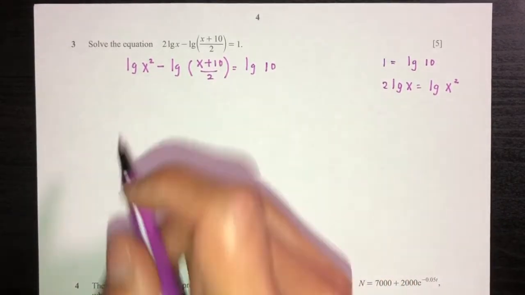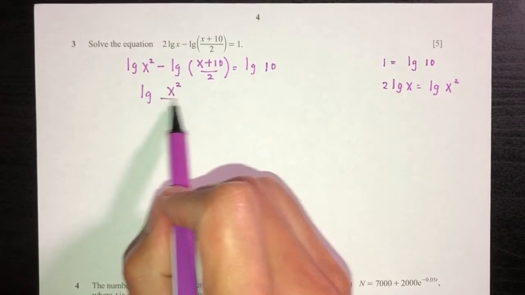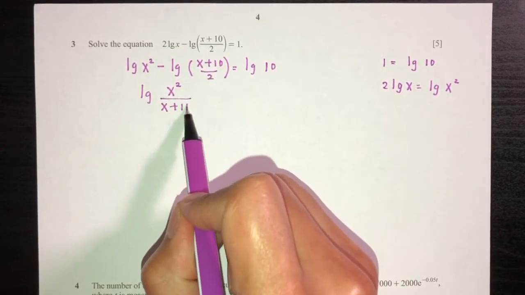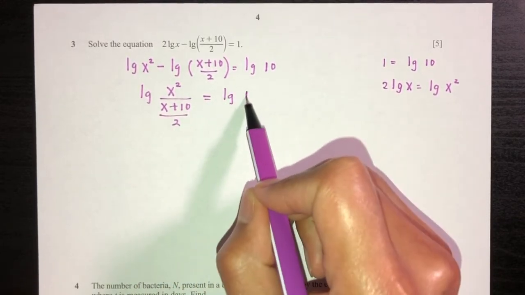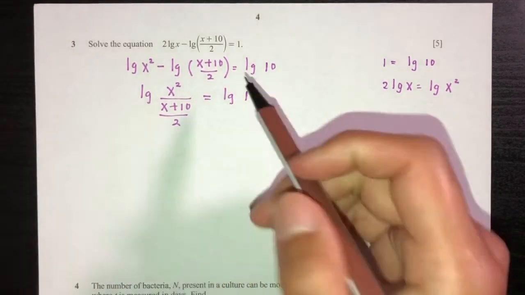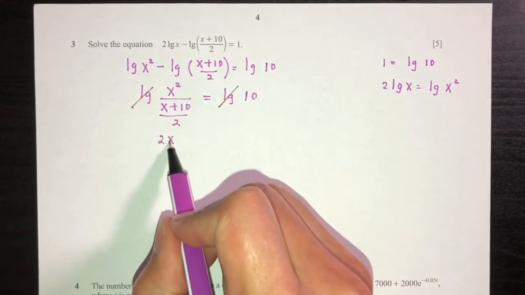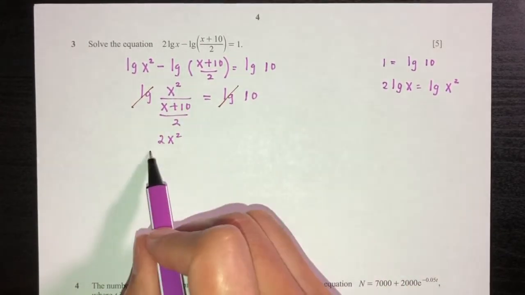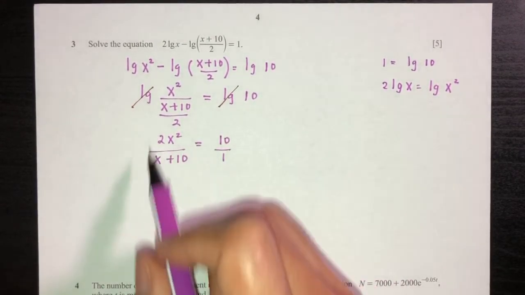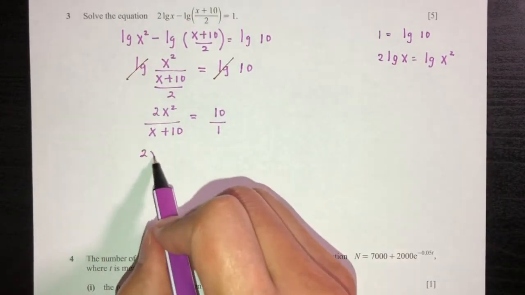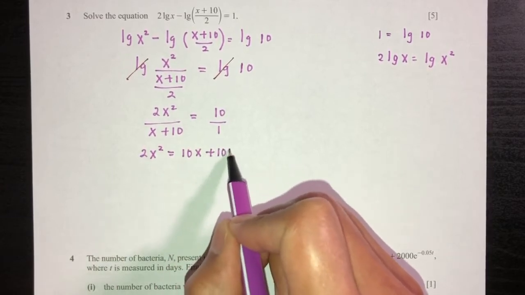So let's combine this side, you will have log of x squared minus, you have to divide by this, log of (x plus 10) over 2 is equal to log of 10. Now when you have log on both sides, you can cancel them. So here you will have 2x squared, divided by x plus 10, equal to 10. Let's cross multiply. You will have 2x squared is equal to 10x plus 100.